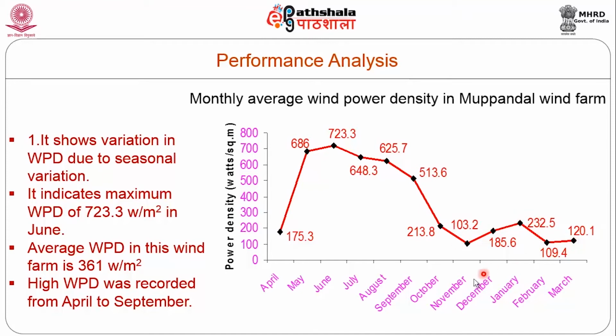So from May to August it is quite good in Tamil Nadu weather conditions, and particularly the Muppandal meteorological data represents this kind of performance. It is always better from May to August. After that, it could not generate much because of the lower wind velocity in that region.